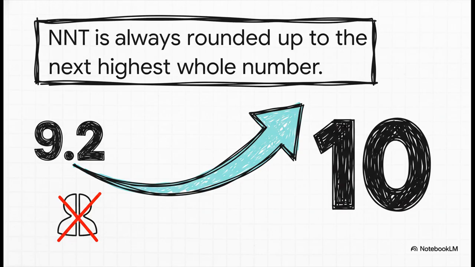And here is a massive, massive exam tip. Listen up. You can't treat 9.2 people, right? So if your calculation spits out an NNT of, say, 9.2, you always have to round it up to the next whole number, in this case, 10. It is such a small detail, but it's where so many people lose easy marks. Don't let that be you.